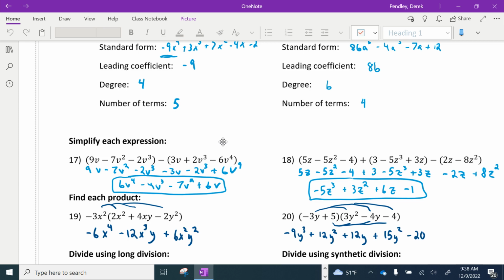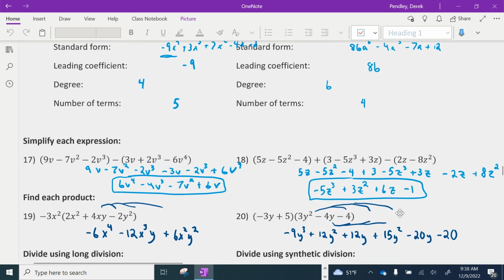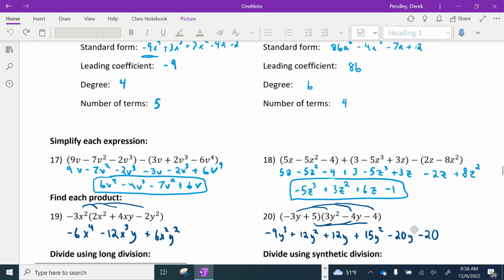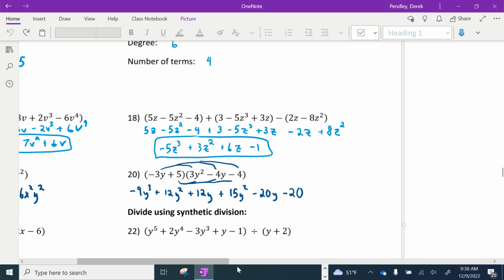And if we collect like terms here, let me grab this and move it over. We'll get a little bit more room over here. If we collect like terms, we have negative 9y cubed plus 27y squared minus 8y minus 20. And so that is your final answer.